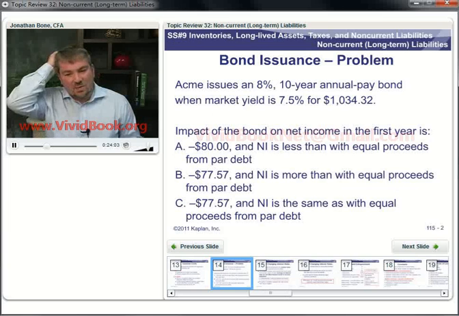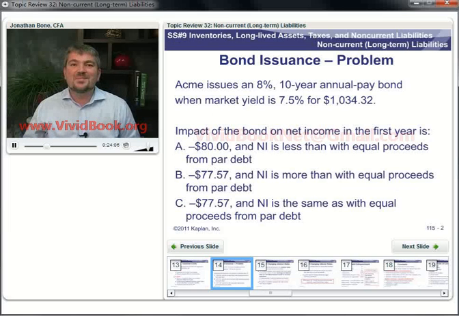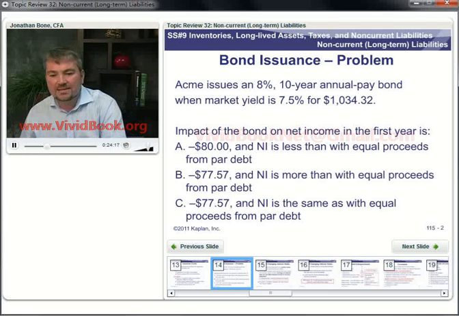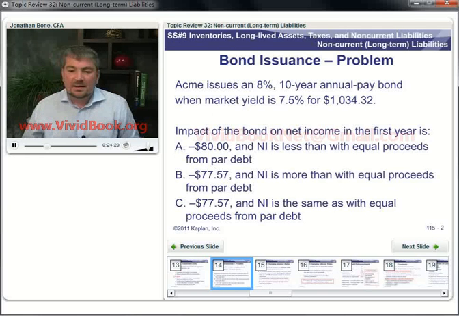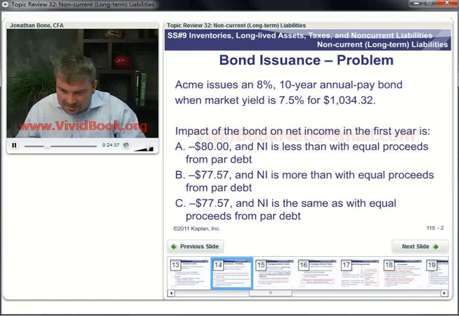Right, okay, this is the world's most bizarre question, I have to say, but we'll have a look at it anyway. ACME issues an 8%, that's the coupon rate, 10-year annual pay bond when market yield is 7.5%. So no surprise, our bond trades at a premium. What is the impact on the bond on net income in the first year? Well, the impact, of course, will be market yield times proceeds, the initial liability. The initial liability will be equal to the proceeds we receive of 103,432. So, if we were to work out the interest expense, 103,432.